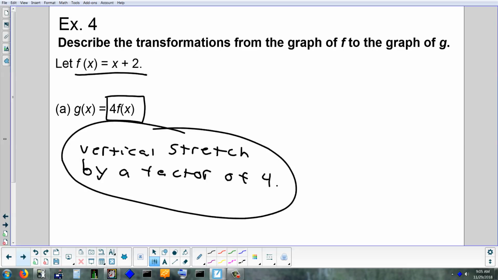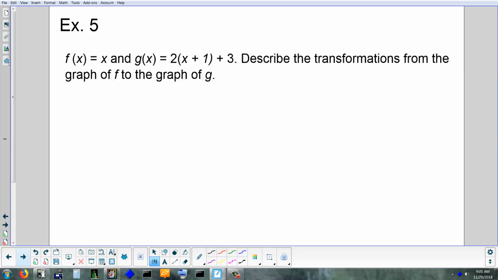Now, the only thing we haven't done yet is we haven't had a problem with multiple transformations in it, where you have to list them in a certain order. Okay, that's going to be the last one. Now, this is not one we would ever have you graph, okay, because there's a lot of things happening. But it is one where we would ask you to describe the transformations. All right? So look at this.